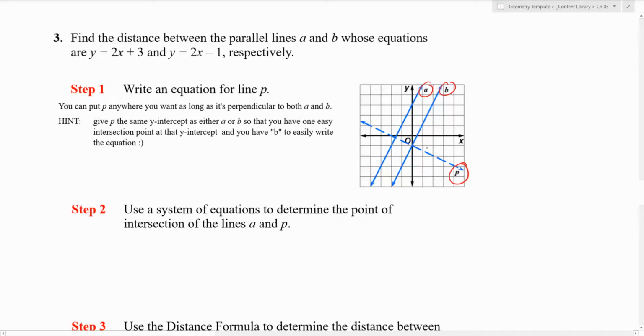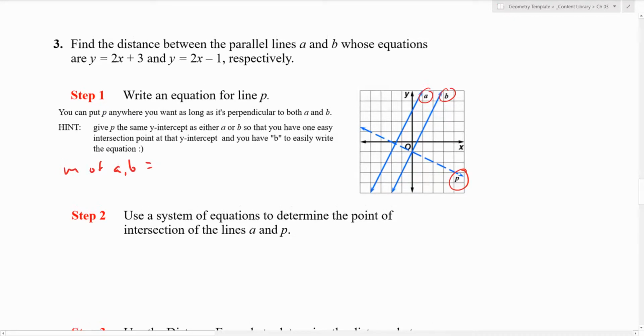So once again, write an equation for line P. Well, first of all, let's find the slope of P. So m of P is the negative reciprocal of the slope of either of these two lines. And so the negative reciprocal of 2, so let's do this. Slope of A and B equals 2. Slope of P is negative 1/2. Make sense? The negative reciprocal.